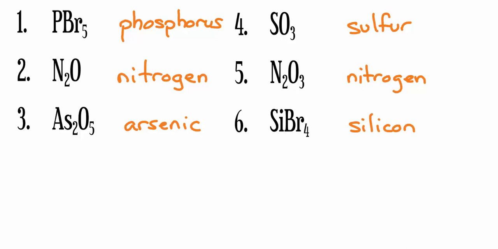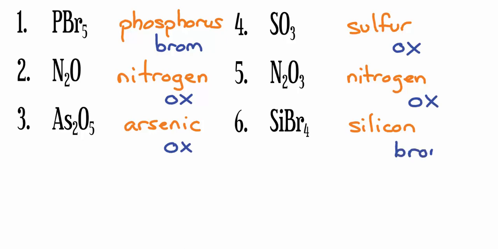Now, because I know I'm going to have to change the ending, I'm going to remove the ending and basically allow for the IDE to be added in a moment. So I've got brom, ox, ox again, ox again, ox again, and brom again. You'll notice my choices are rather limited.